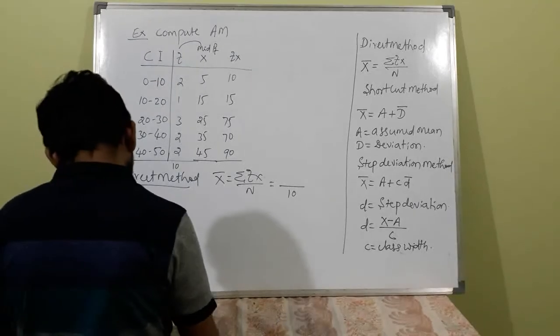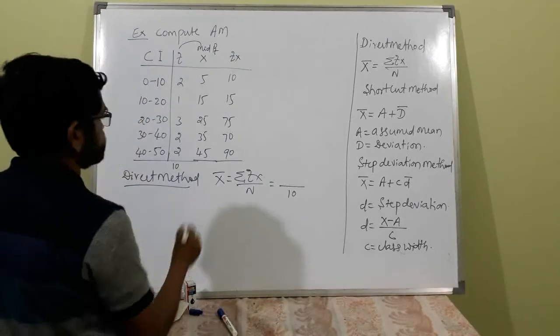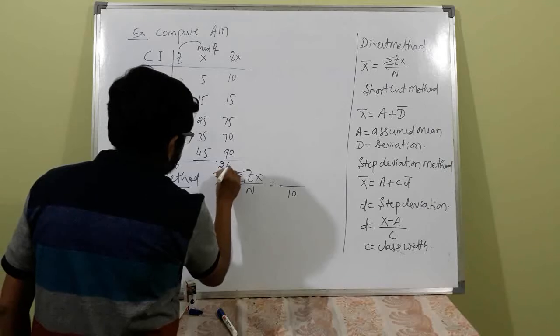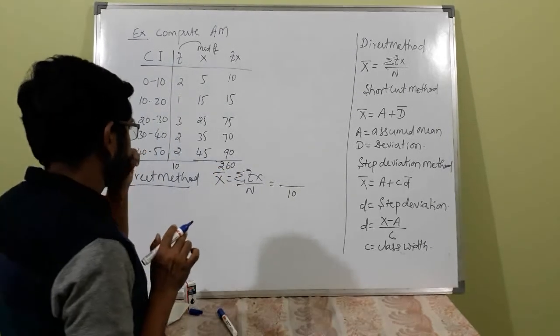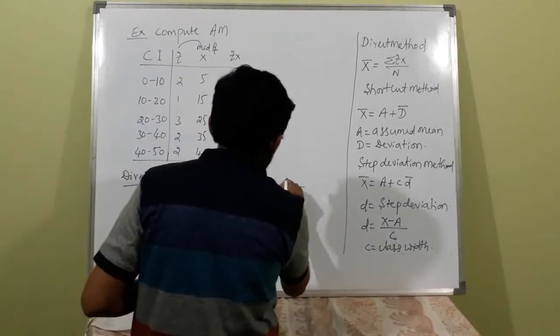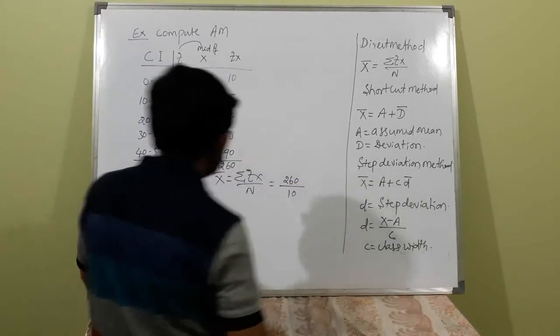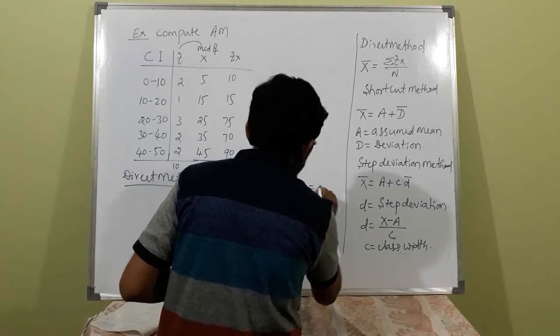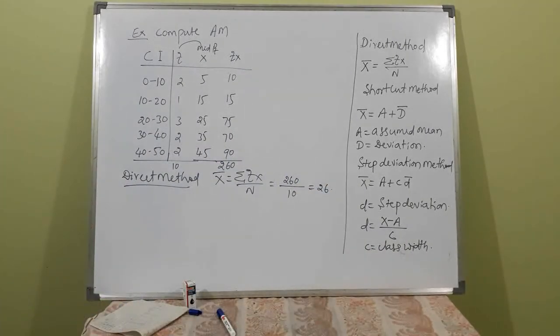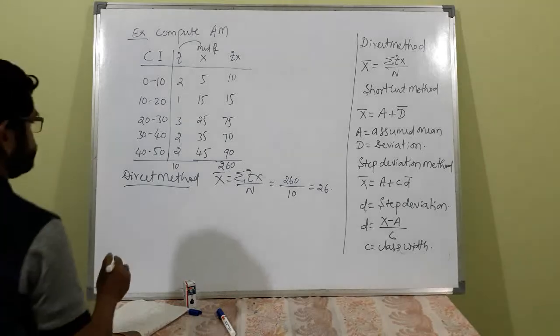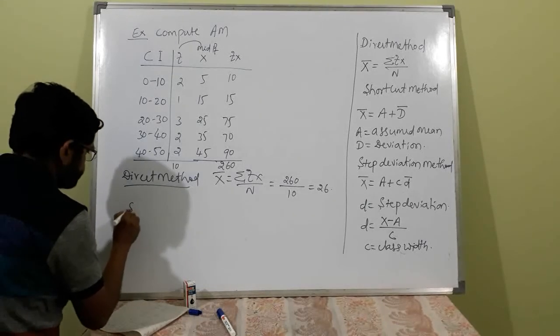The sum will be 260. You require calculators here. 260. Now write the value here. 260. 260 by 10 is 26. So arithmetic mean in direct method is x bar is equal to summation of fx by n, that is equal to 26. Now let us find this by shortcut method.